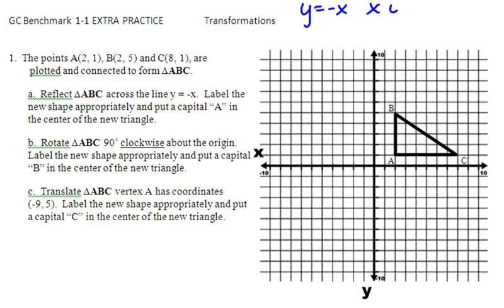If you want to make an xy table, if x is 3, y is negative 3. If x is negative 2, y is positive 2. It's the opposite sign. So 1, 1, 2, negative 2, 3, negative 3, all these dots going along here. So I'm just going to make a rough dotted line through there. We're going to reflect that triangle over that line.